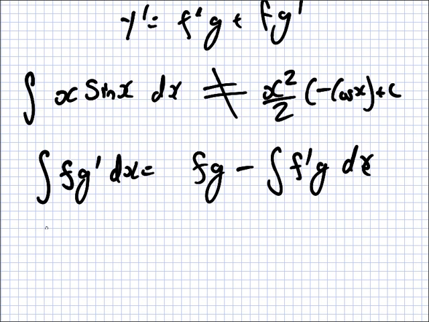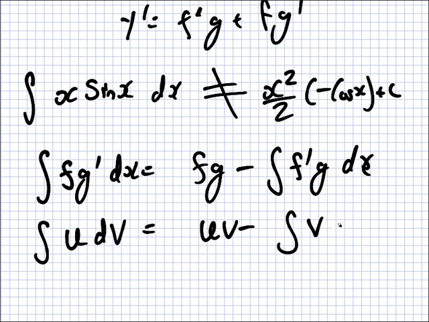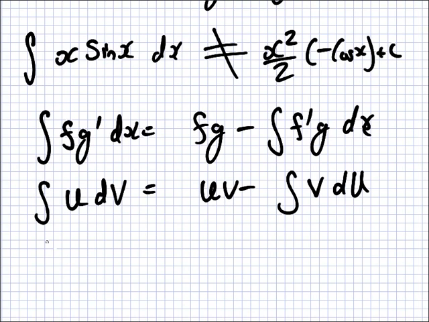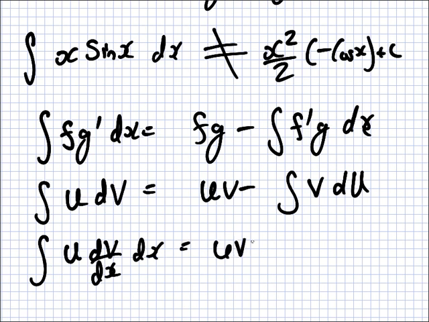Some people might have seen it using u dv equals uv minus integrate v du. And some people might have seen it like this: integrate u dv dx equals uv minus integrate v du dx. So they all mean the same thing. I'm just showing you the three different ways. I'm sure if you studied before, you would have seen it written one of these ways.